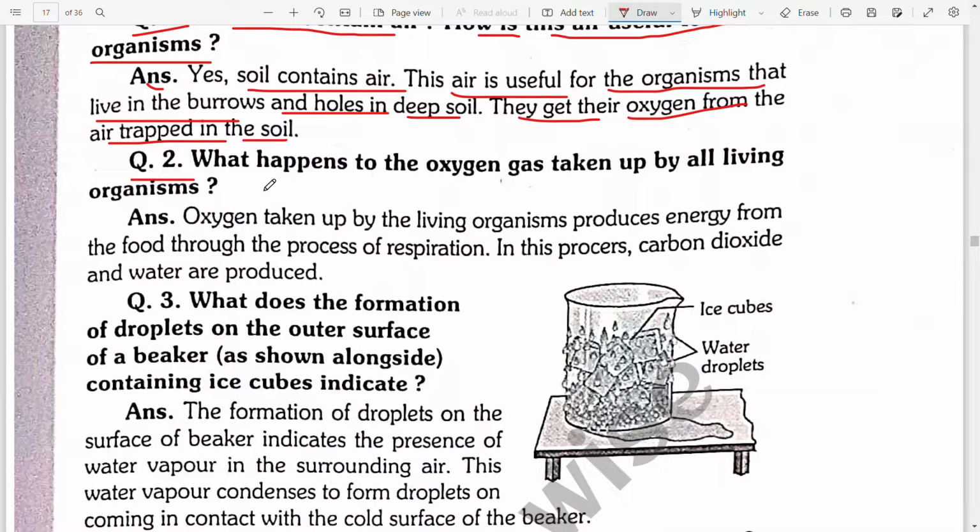Question number 2. What happens to the oxygen gas taken up by all organisms? क्वेश्चन का मतलब आप समझिए कि ऑक्सीजन गैस का क्या होता है जब वो ऑक्सीजन हम लोग यानी कि लिविंग ऑर्गेनिज्म इनटेक कर लेते हैं. Answer is oxygen taken up by living organisms produces energy from the food through the process of respiration. In this process, carbon dioxide and water are produced.